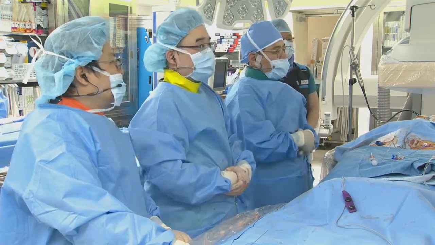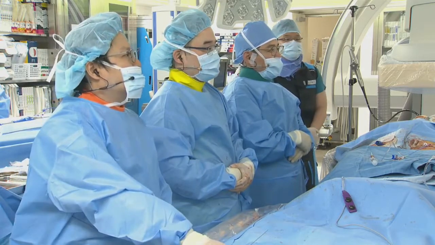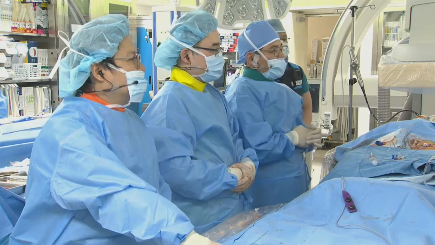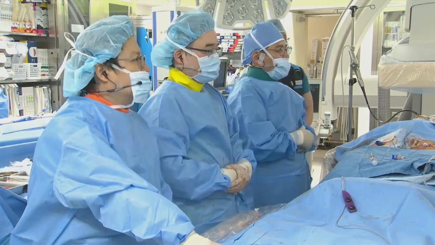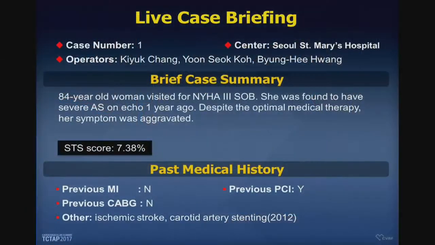Today's case is very interesting. We prepared several discussion points. Before going on TAVI, the doctor will present the case briefly. Let me introduce patient information. The patient is an 84-year-old female. Chief complaint was aggravated dyspnea, NYHA class 3. In past history, she underwent PCI 10 years ago, and 5 years ago she suffered an ischemic stroke and underwent carotid artery stenting. The STS score was 7.4%.